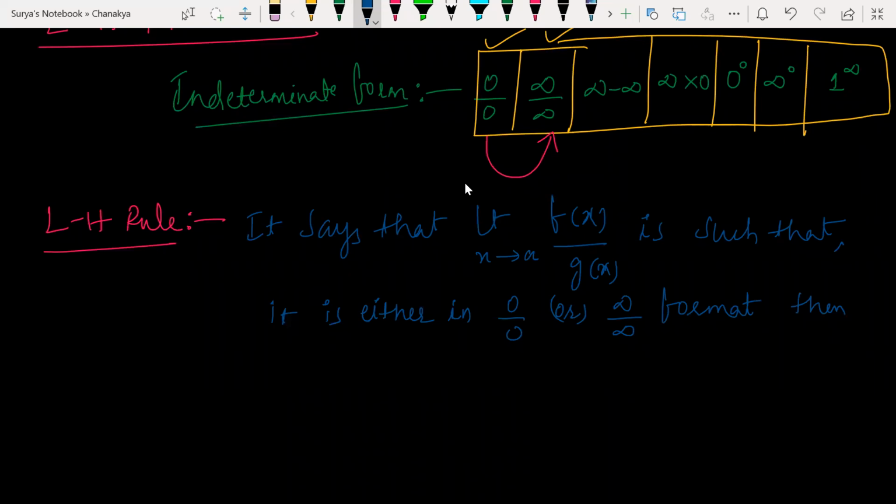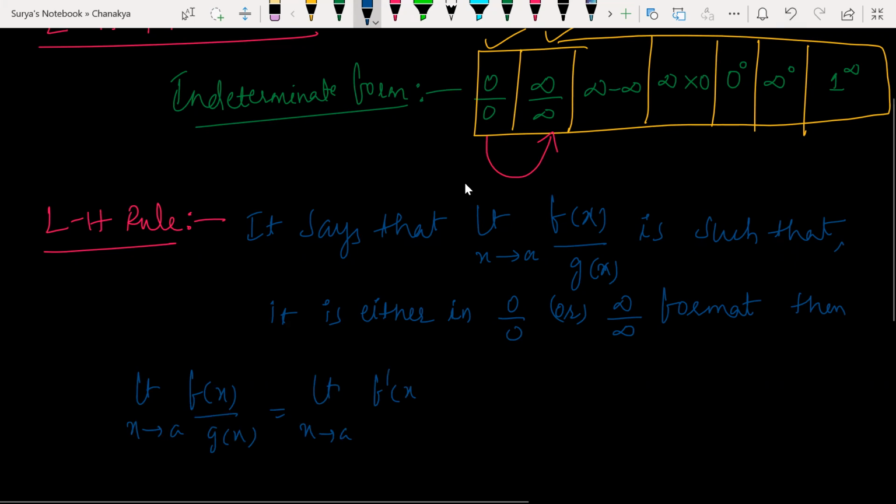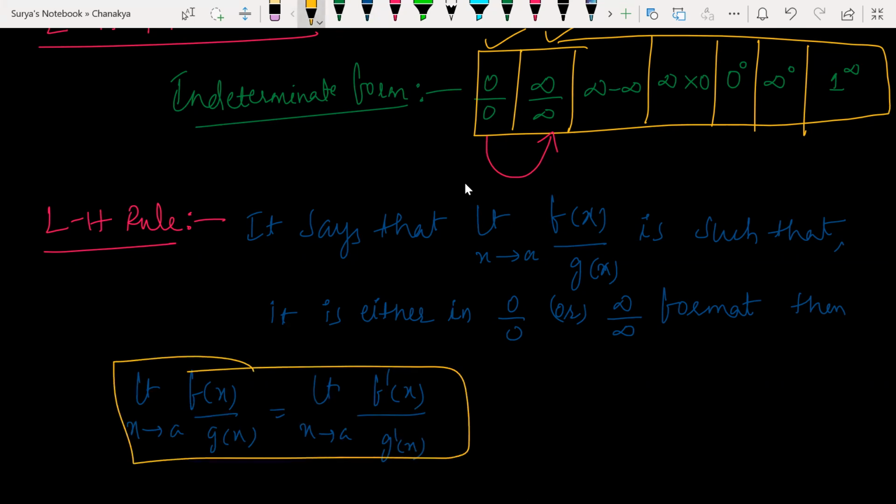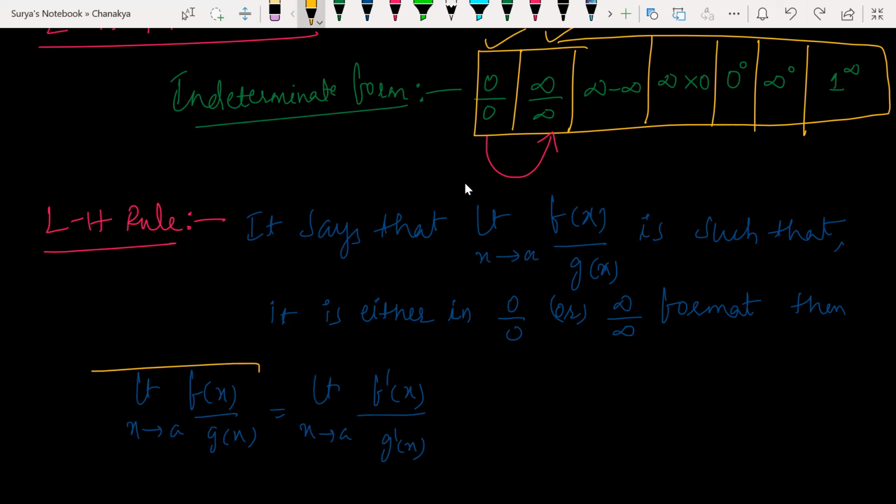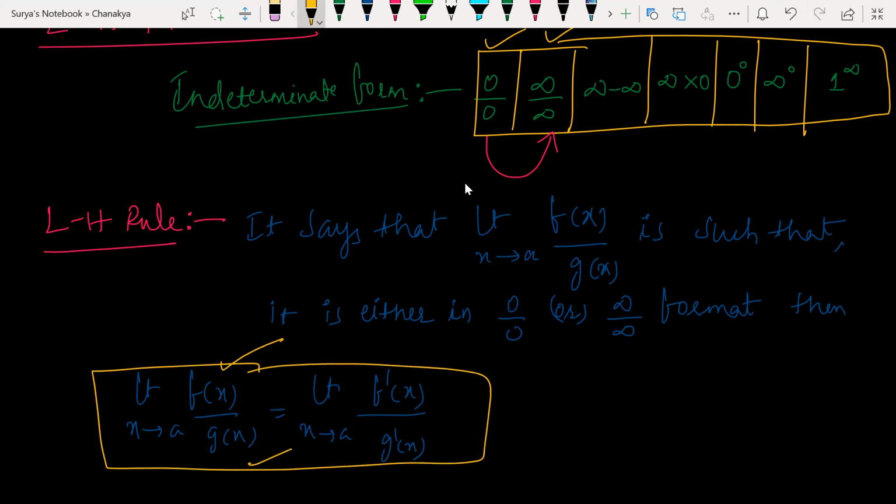Then you should apply limit x tends to a, if I have f of x divided by g of x, simply what you have to do here is find f dash of x divided by g dash of x. What does it mean actually? It means differentiation of the numerator divided by differentiation of the denominator. Clear? So this is how I can solve the questions easily.